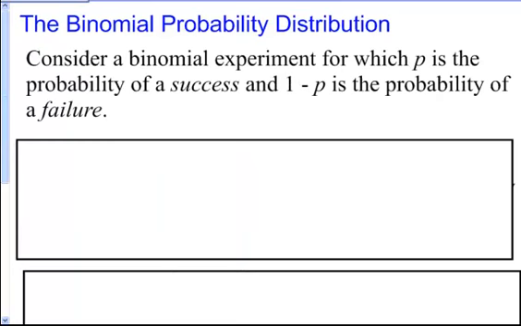Okay, so the binomial probability distribution. Consider a binomial experiment in which P is the probability of success, and 1 minus P is the probability of failure. This makes sense because if we add the probability of success and the probability of failure together, we should get 1. So 1 minus P should be our probability of failure.